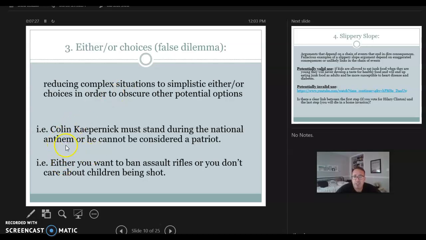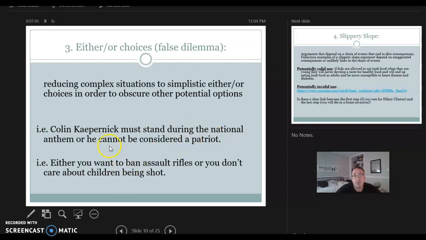So for example, here's a couple examples. Colin Kaepernick must stand during the national anthem or he cannot be considered a patriot, right? So that's often how we see this debate being boiled down. Is it not possible that he likes America and that's why he's trying to do this? That's an argument you could make, right?